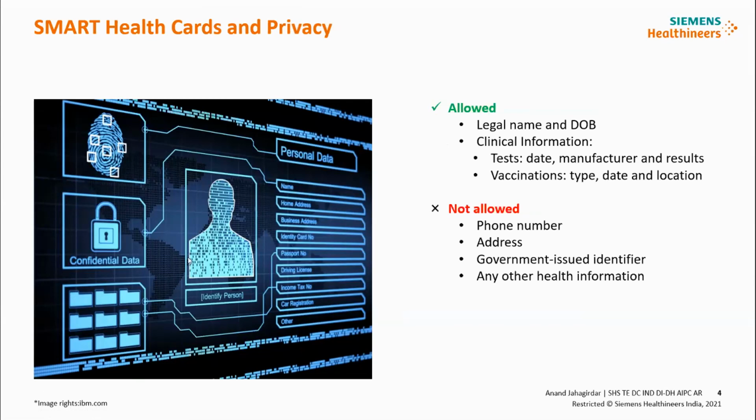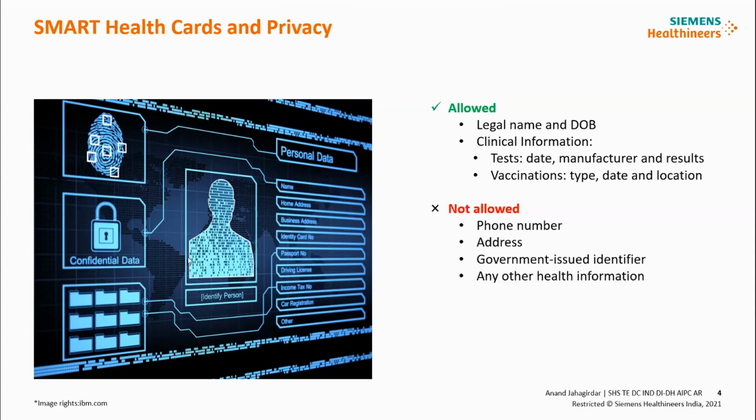One is data minimization. So that means you should disclose only that minimal amount of information which is necessary for creating the health cards. Should not disclose too much data. And granular sharing, that means you should ensure that you share only that information which is sufficient and which is required for that particular use case.